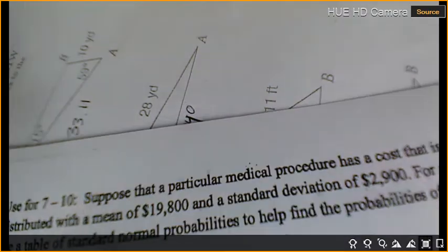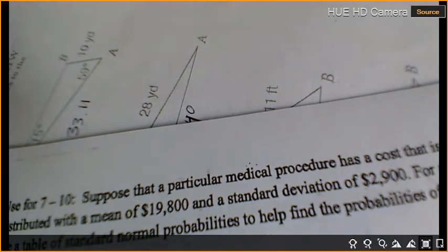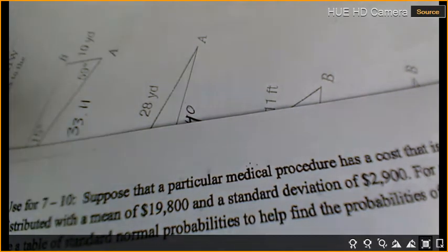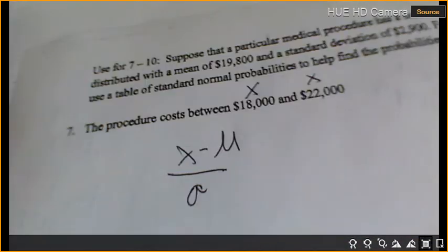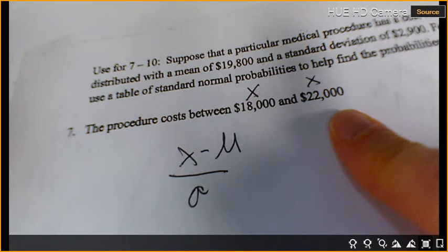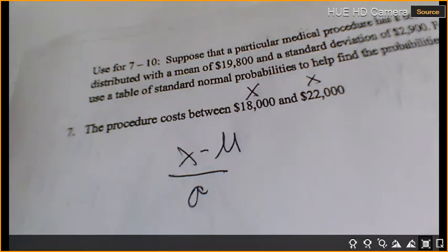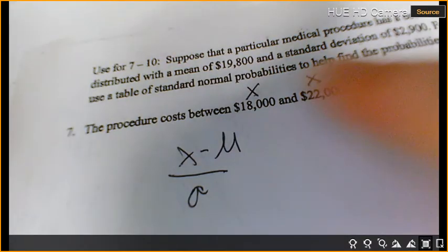Okay, so your homework is the back. You have to figure out the z-scores first and then find the percentages. So you're going to use x minus the mean divided by sigma. You're going to use this x and this x, so you're going to have 2 answers for this one. I'll do this one right here, and the rest of them are easier because this one you have to do twice.